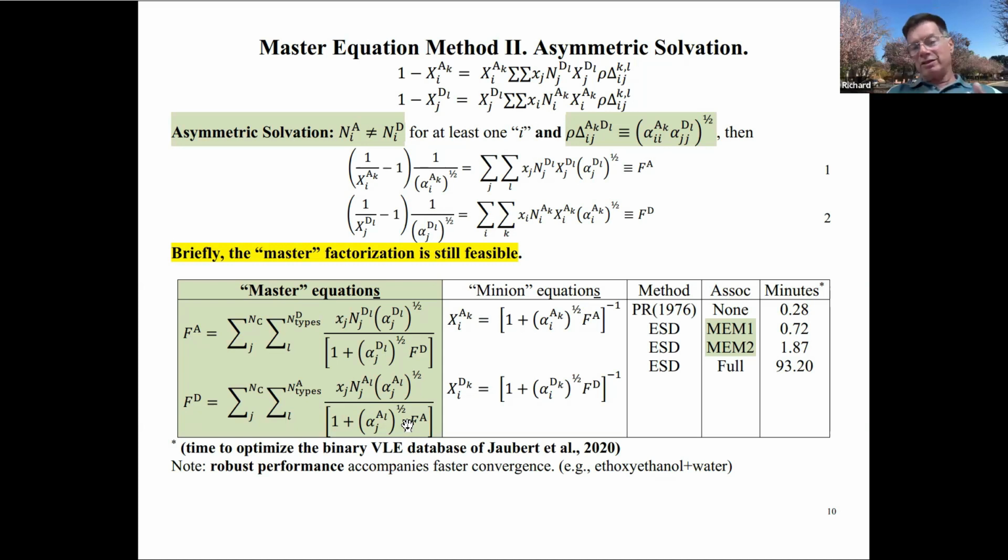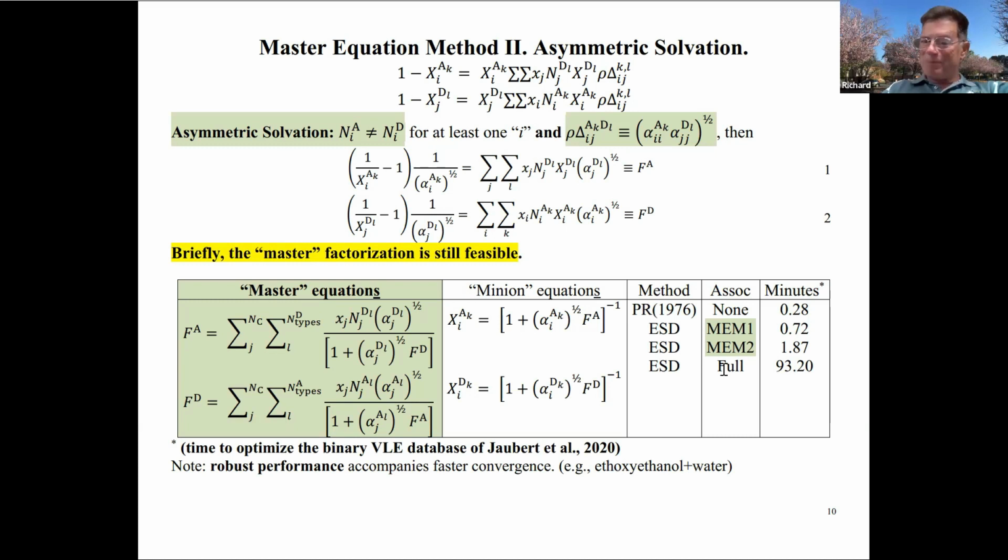And so, yes, it's a little bit more complicated to solve. But when you do, you get an infinite number of solutions for these extensive association for all of these things. That's a much faster problem to solve than if you were solving the full system. To demonstrate that, I optimized this binary VLE database that is discussed in chapter 8 of The Properties of Gases and Liquids. So this was the database of about 200 different binary mixtures that we use to evaluate which theory is the best. And these are just binary mixtures.